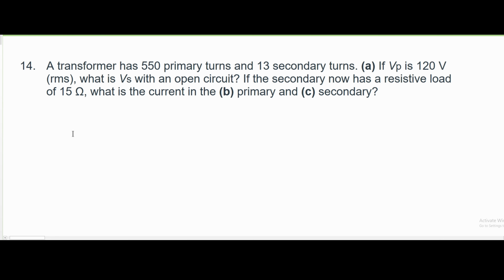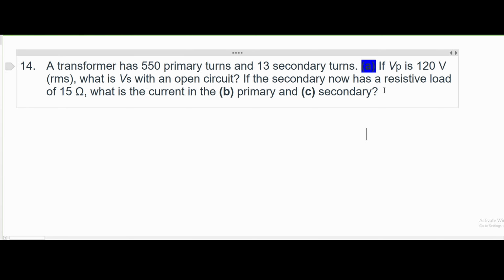For number 14, we are given that a transformer has 550 primary turns and 13 secondary turns. For part A, we're asked if VP is 120 volts RMS, what is VS with an open circuit?